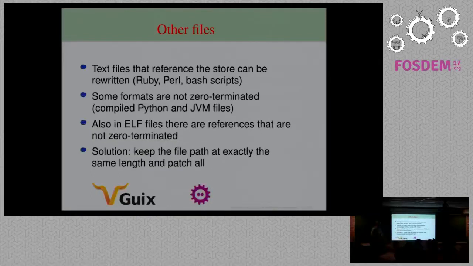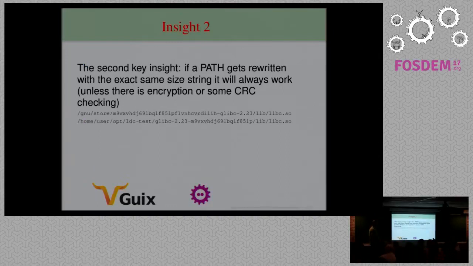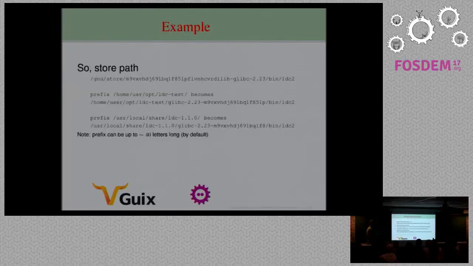So one night I had an idea. I said, well, why don't we keep the file path at exactly the same size and patch everything? So basically, it's a second insight. You end up with something that has the exact same file length, string length. So home user opt gets replaced, and the hash value basically gets cannibalized to make it the same size. Okay, and it works. The only downside is that the prefix can be up to 40 letters long, because then your hash value is gone and the prefix.